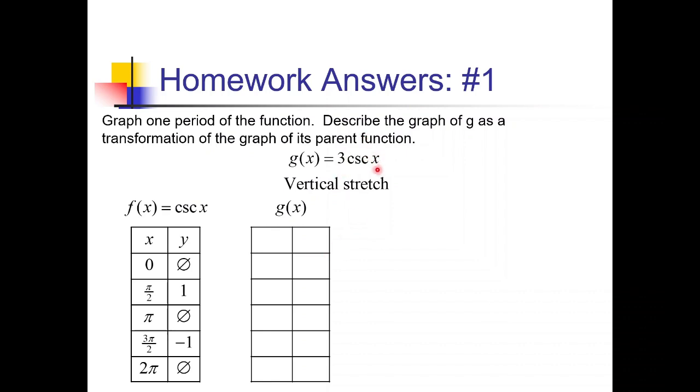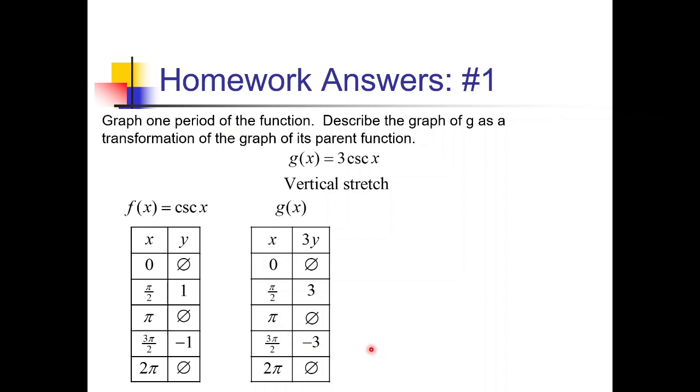Since nothing's happening inside the function, the x values are going to stay the same. The 3 outside is doing 3 times y as a rule here. So for the x's, we keep the originals, 0, pi over 2, pi, 3 pi over 2, and 2 pi. For the y values, we're doing 3 times all these. The undefined spots are going to still be undefined, so undefined, 3, undefined, negative 3, and you got it, undefined.